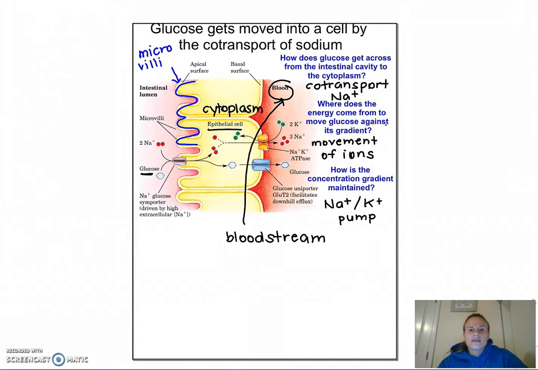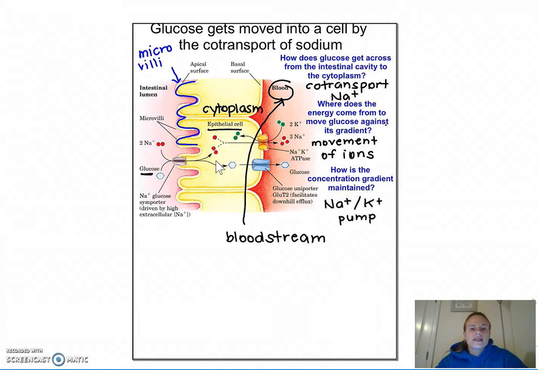Well, the glucose is going to get moved into this epithelial cell by co-transport. And since we're talking about glucose, its co-transporter is sodium. Sucrose goes with hydrogen, glucose goes with sodium. So how are we going to get the glucose from that small intestine into the cytoplasm of the epithelial cell? How is it going to do that? Co-transport with the sodium. And where does that energy come from? There's no ATP. The energy comes from the movement of those sodium ions.